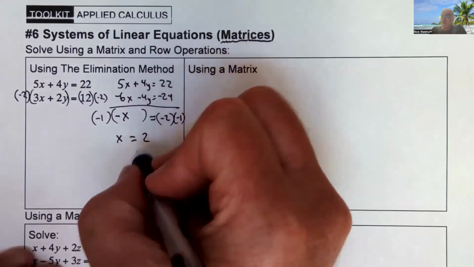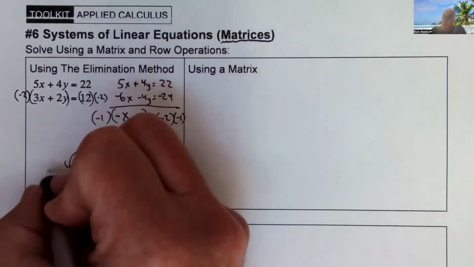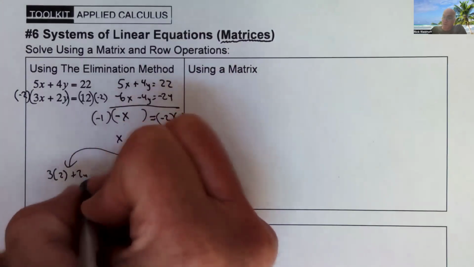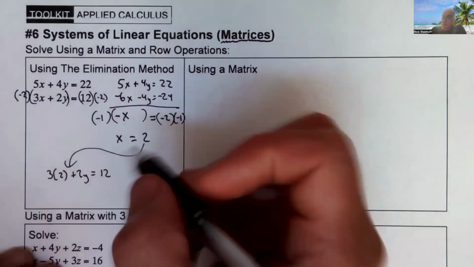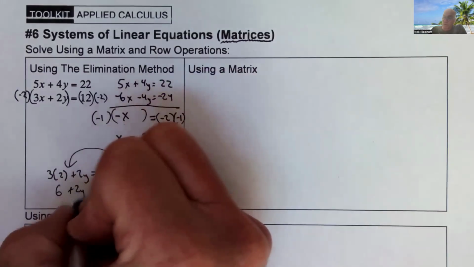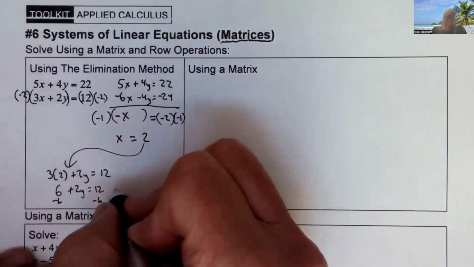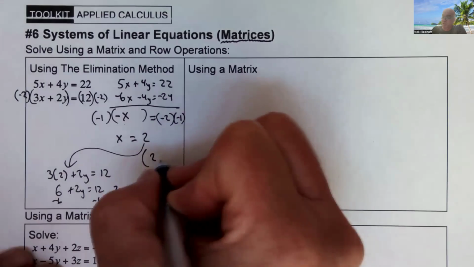And then what do we do after that? We plugged it into an equation. We plugged it into one of the two. I'll use the second one this time because I think I used the first one last time. 3x plus 2y equals 12, right? So I use the original equation, 6 plus 2y equals 12. Subtract 6 from both sides, 2y equals 6, y must be 3. So my solution is 2 comma 3.